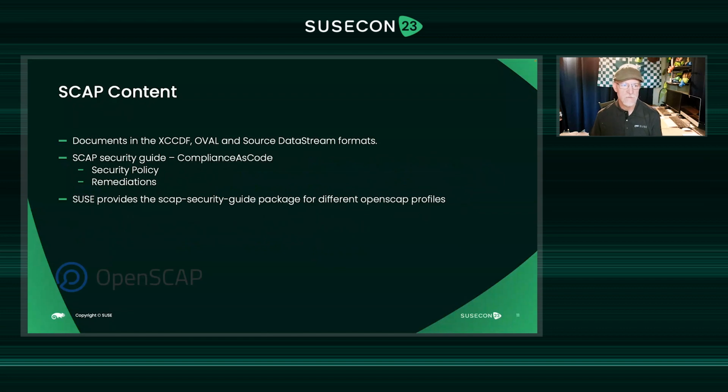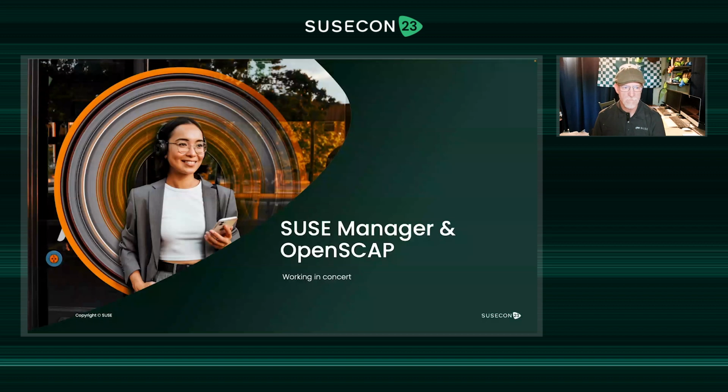The SCAP content is delivered in a couple of formats: XCCDF, OVAL, and the source data stream formats. These are all formats you can use within the OpenSCAP engine. The SCAP security guides, the compliance as code, provide security policies and remediation scripts, whether Ansible scripts or Bash shell scripts. You can also create your own using Salt as well. SUSE is a continuous provider of the SCAP security guide package for the different OpenSCAP profiles. Again, as part of SUSE's adherence to open source, we provide that upstream into compliance as code.